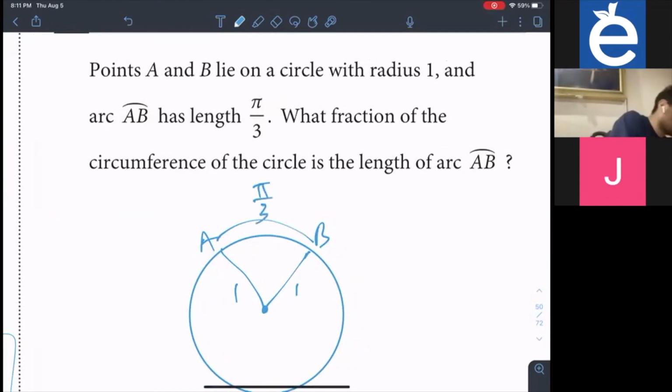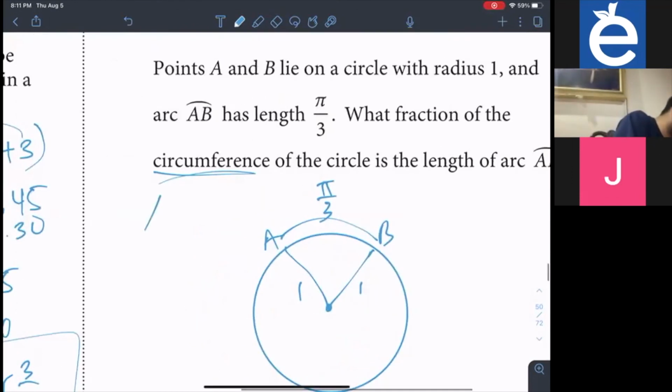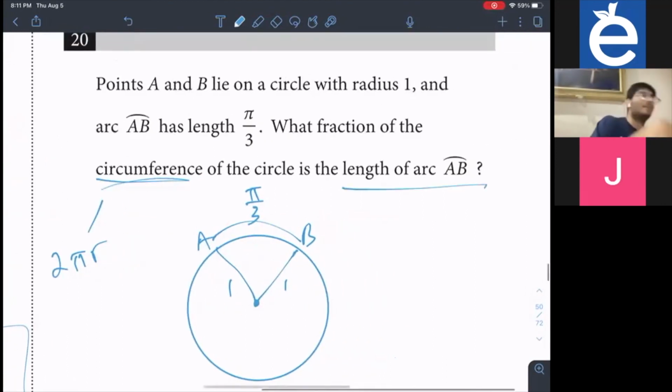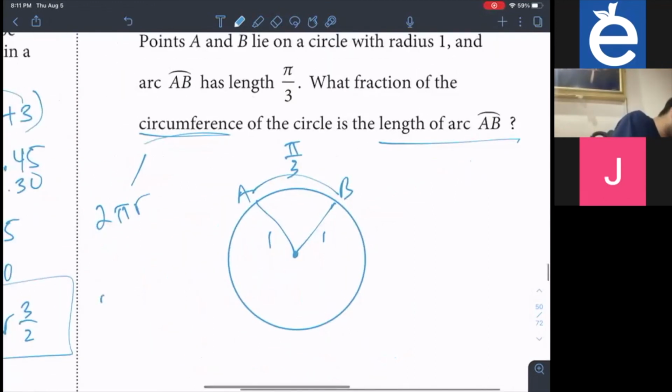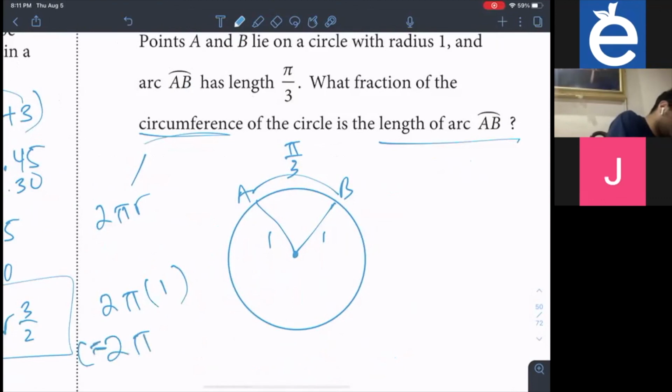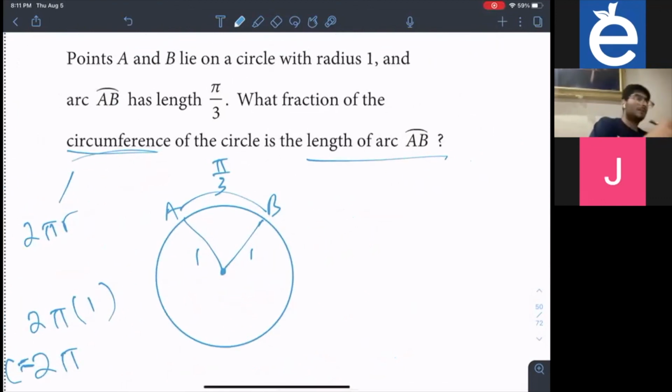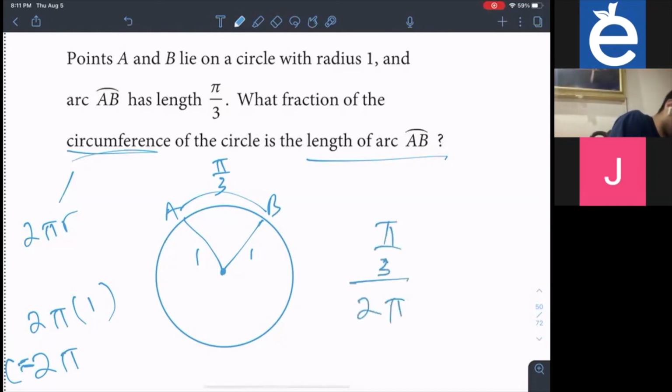What fraction of the circumference of the circle is the length of arc AB? The formula of the circumference is 2 pi r. So you have to find the fraction, so it would be arc length over the total circumference, and that's the fraction that we're looking for. The circumference is basically 2 times pi times the radius, which is 1, so the circumference is just 2 pi. And they're looking for the fraction, so it would be length of arc AB over circumference, which is pi over 3 over 2 pi.